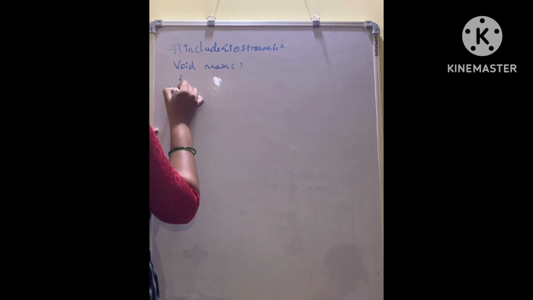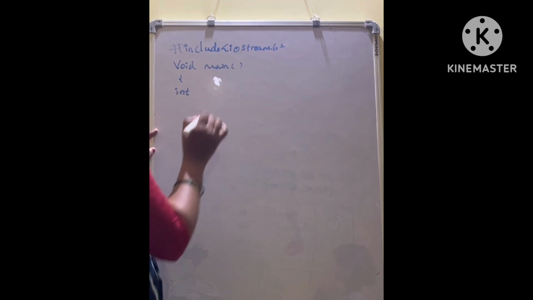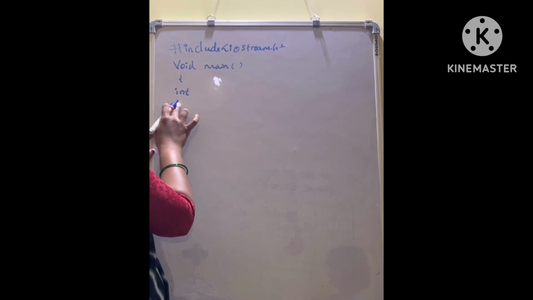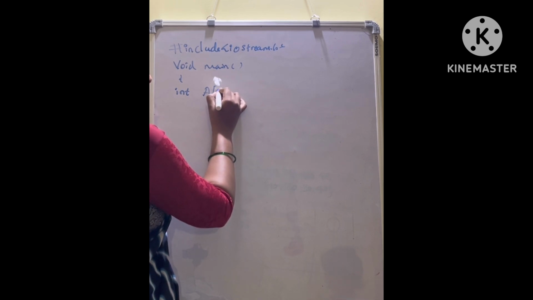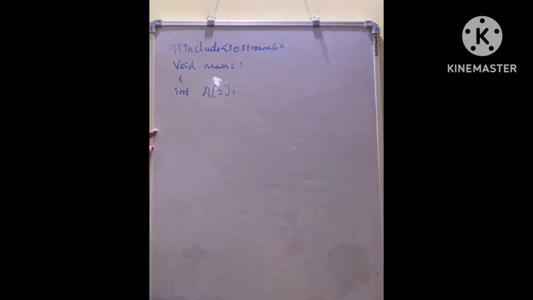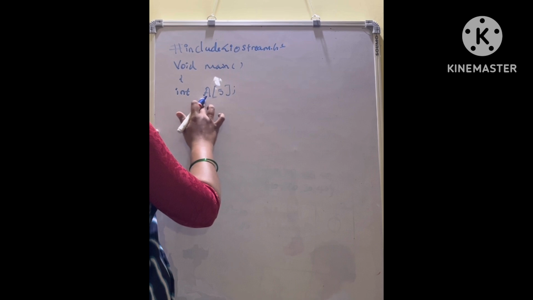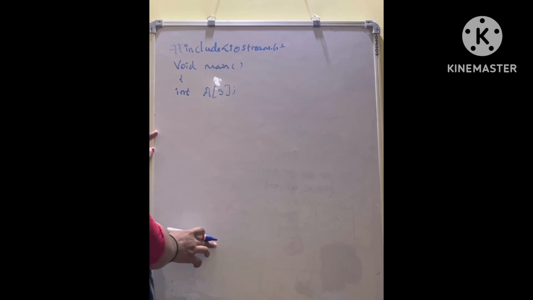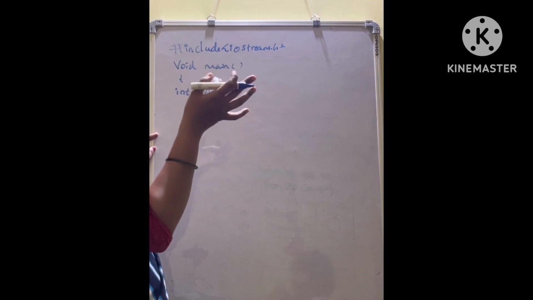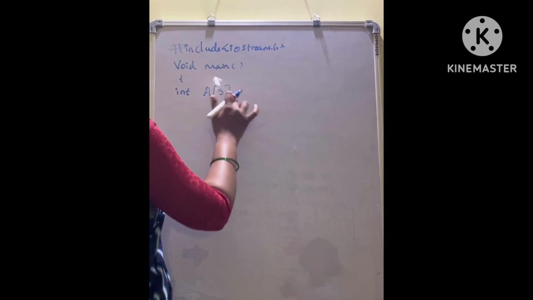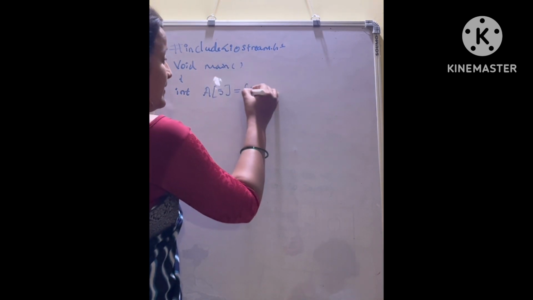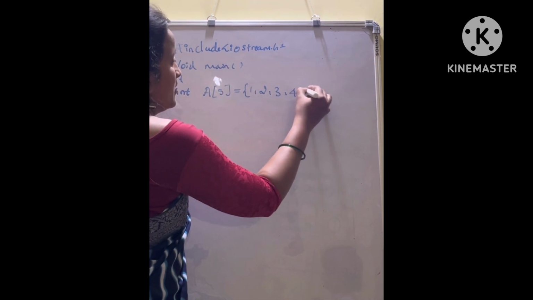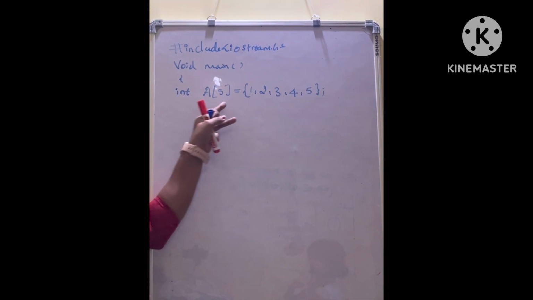So first start with void main. First I'll initialize the values of the array. I'll take the data type as int, a as the array name, and declare the size as 5. If I declare it here, I have to initialize the values at compile time. Otherwise, if I declare it here only, there is no need to initialize the values at compile time. It's up to us whether to do it here or during compilation time. I declare it here only: 1, 2, 3, 4 and 5. I have initialized the values here only.